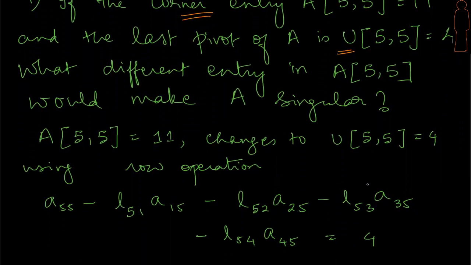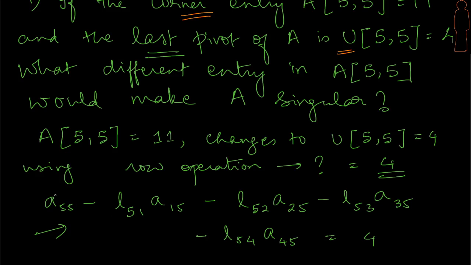So here is the idea. If we are saying it has changed from A55 to U55, how many row operations have we done? We have actually done 4 row operations. And the reason why I'm saying 4 row operations is that no other pivot has disappeared before. The question clearly says that this is the last pivot. The last pivot appearing at 5 5 means that the previous pivots are all available. And this is the important equation that we must remember and try to derive, right?